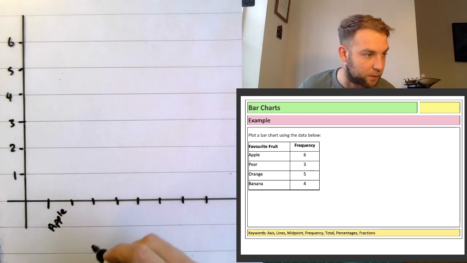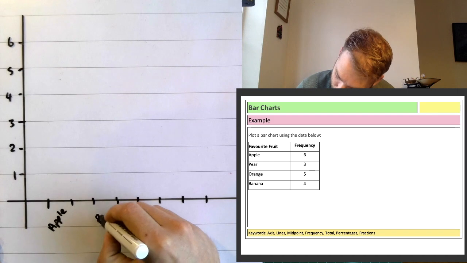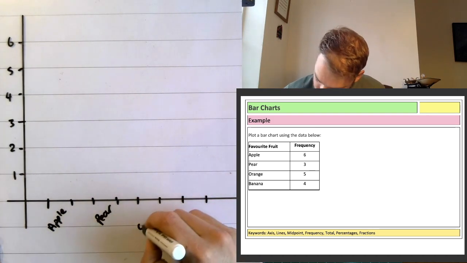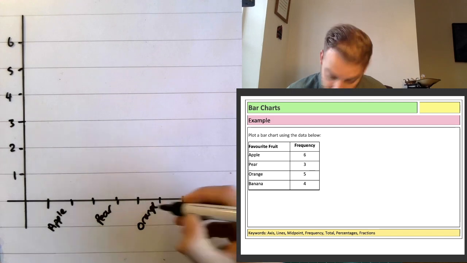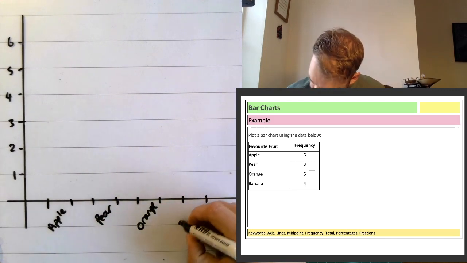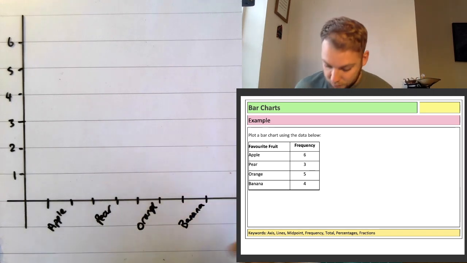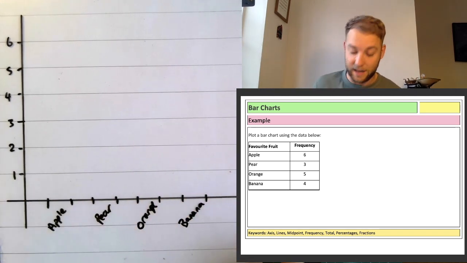So there's that bar for apple. In this one here, I'm going to write pear. In this one here, I'm going to write orange. And in this last one, I'm going to write banana. Now do make sure you're leaving those gaps, that's really important.